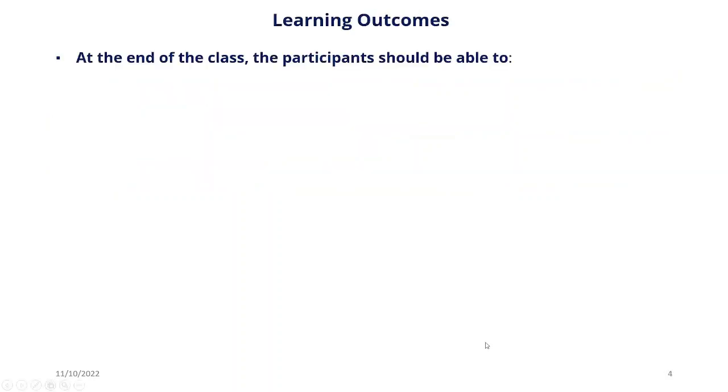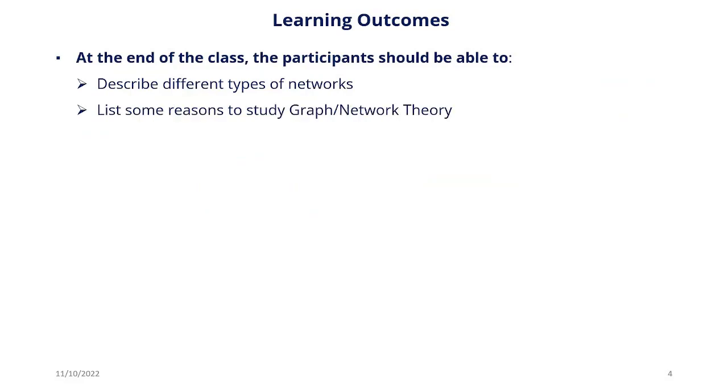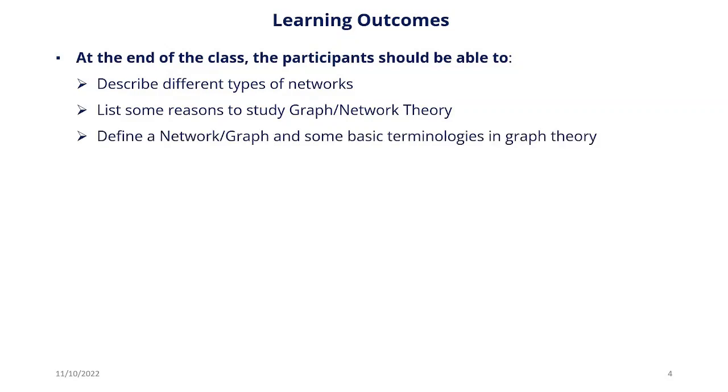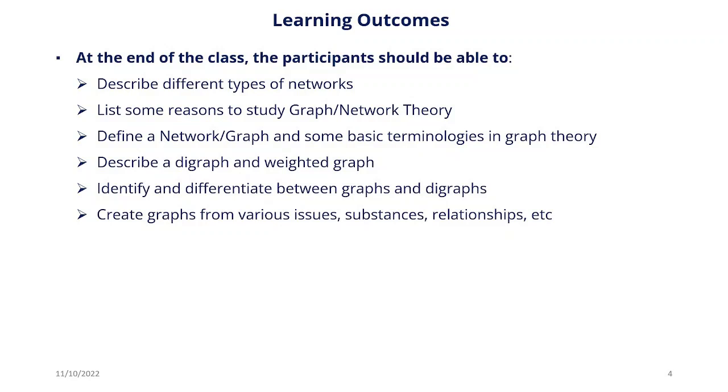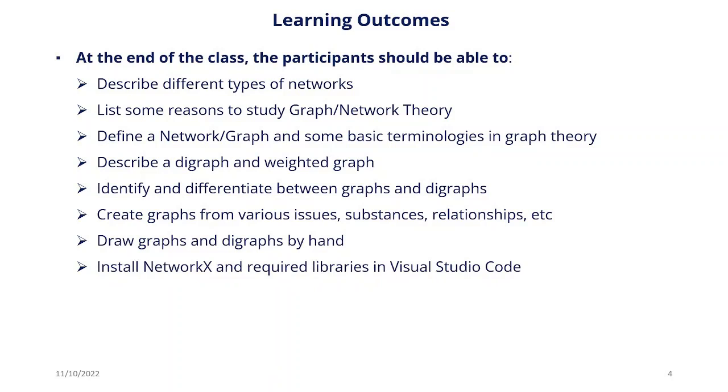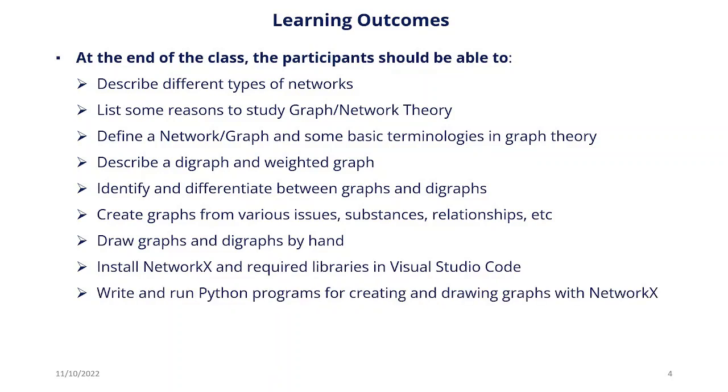Learning outcomes. At the end of this class, participants should be able to describe different types of networks, list some reasons to study network and graph theory, define a network or graph and some basic terminologies in graph theory, describe a digraph and weighted graph, identify and differentiate between graphs and digraphs, create graphs from various issues, substances, relationships, etc., draw graphs and digraphs by hand, install NetworkX and required libraries in Visual Studio Code, and write and run Python programs for creating and drawing graphs using NetworkX.